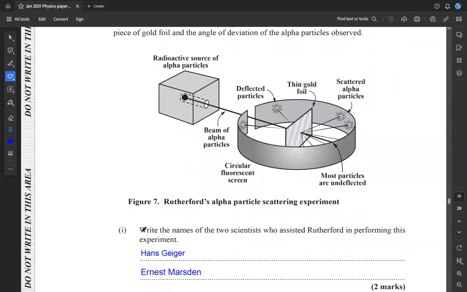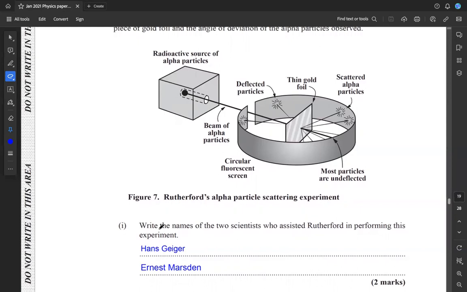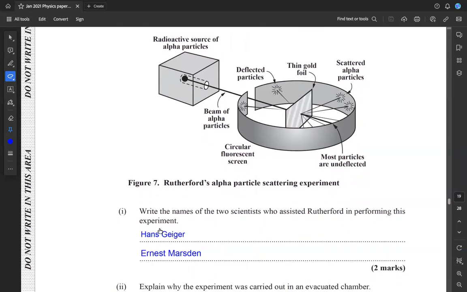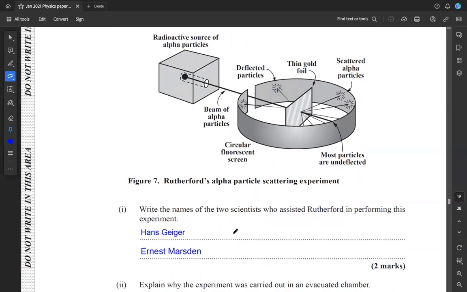Part I says, write the names of the 2 scientists who assisted Rutherford in performing this experiment, right? Based on our knowledge of Rutherford's alpha particle scattering experiment, we might remember that the 2 scientists who helped him were Hans Geiger and Ernest Marsden. They were working in Rutherford's lab at the time, and they helped with this experiment. So if you say these two, we get our 2 marks, okay?